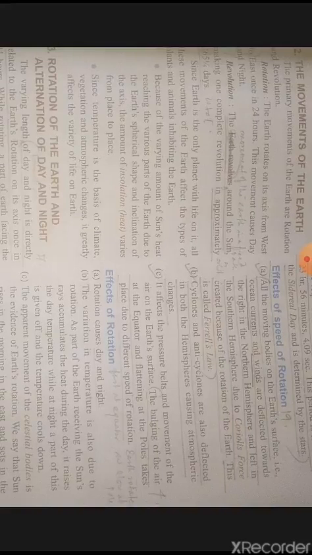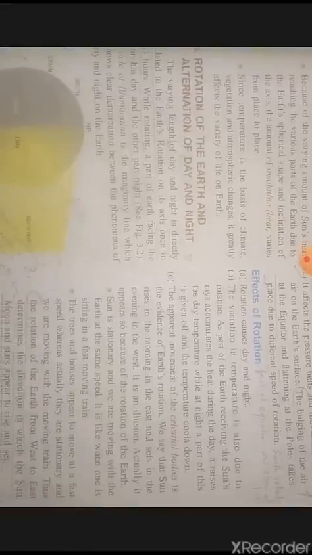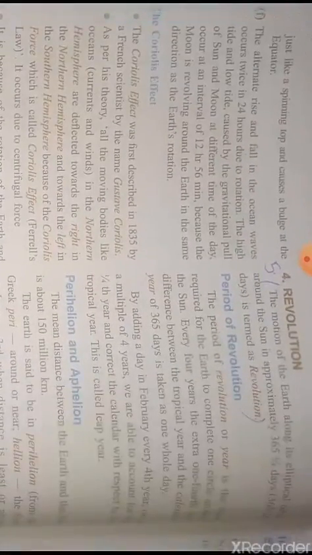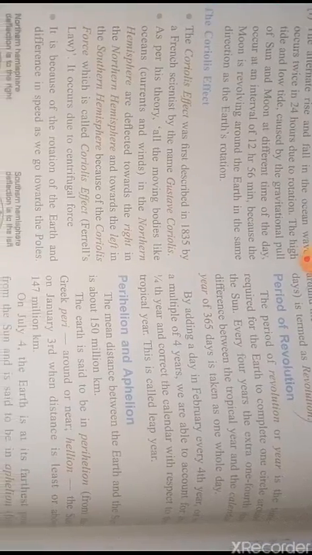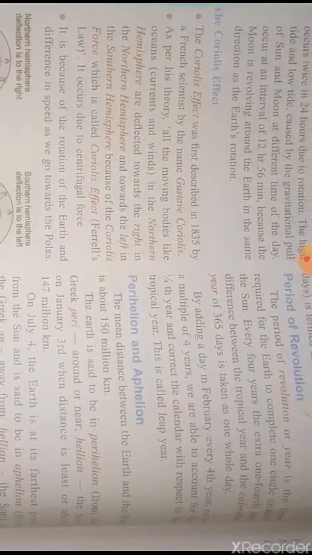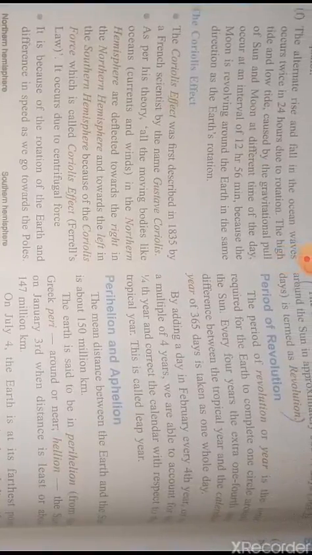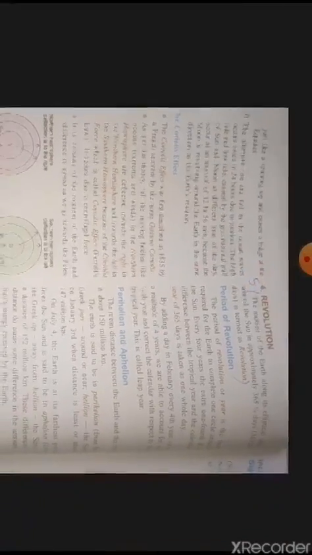Regular occurrences of tides twice a day and their gradual westward progress are the result of Earth's rotation. The rotation of the Earth from west to east determines the direction in which the sun, moon and stars appear to rise and set. Rotation also affects the pressure belts and movements of air on the Earth's surface.